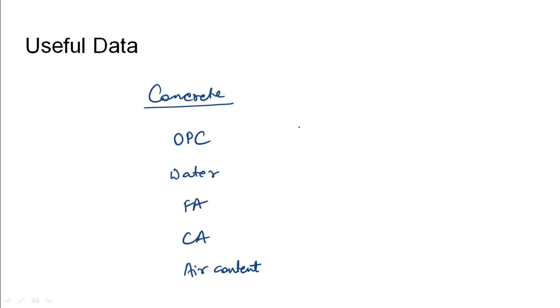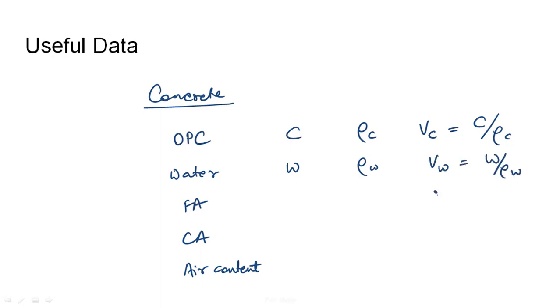Let us say the mass of cement is C and the density is given as rho C. So the volume of cement will be equal to the mass divided by rho C. Similarly, let us call the weight of water as W, density as rho W. So the volume of water will be W by rho W. Similarly, for fine aggregate we will have VFA equals the mass of fine aggregate divided by the density of fine aggregate, and for coarse aggregate we would have the mass of coarse aggregate divided by the density of coarse aggregate.